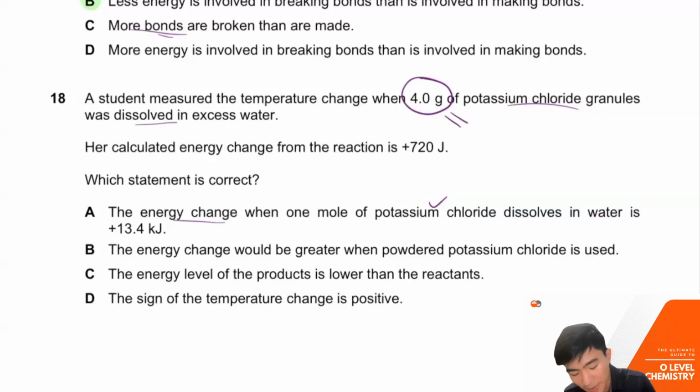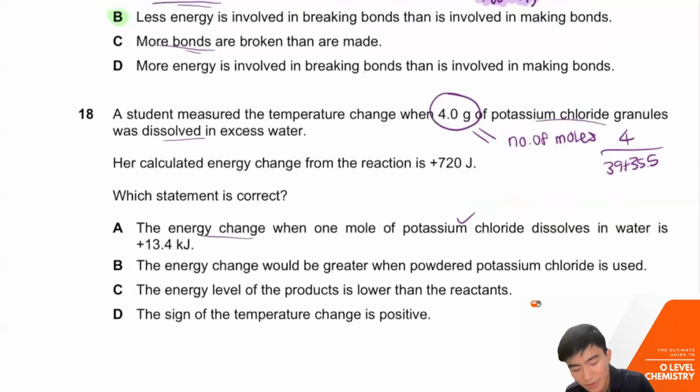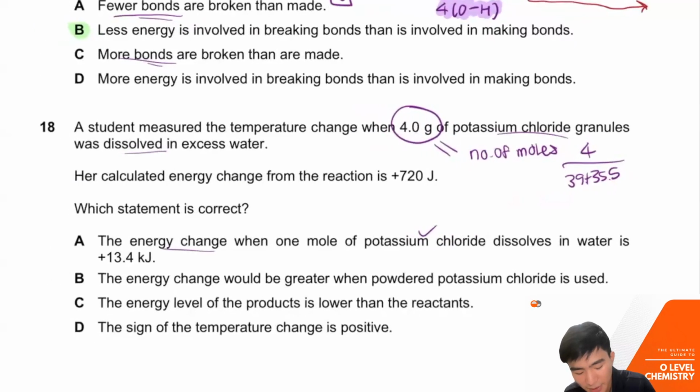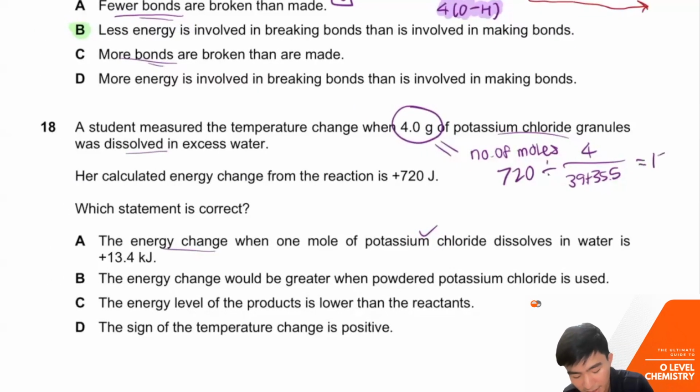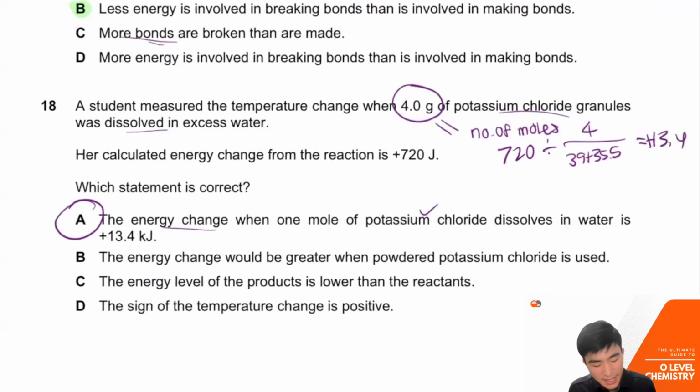Now convert this to number of moles. The number of moles will be 4 over 39 plus 35.5. And you'll realize that if I take the 720 divided by this, I will get positive 13.4. So this is correct. A is correct. Now, energy change will be greater when powdered potassium chloride is used. Answer is wrong. Only the speed of reaction changes.